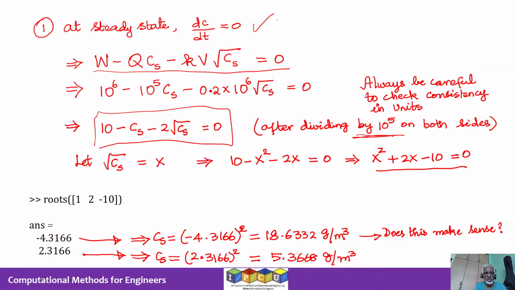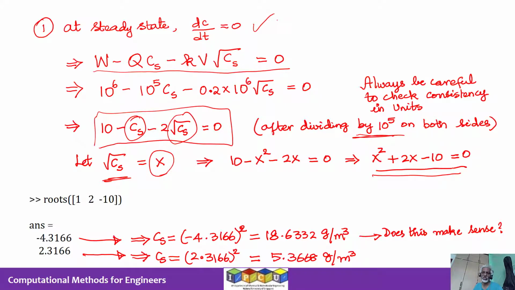One is I'm just going to let square root of Cs, I'm going to call that x. So this will become x squared. This will become 2x. So when I do that, I get this quadratic equation.